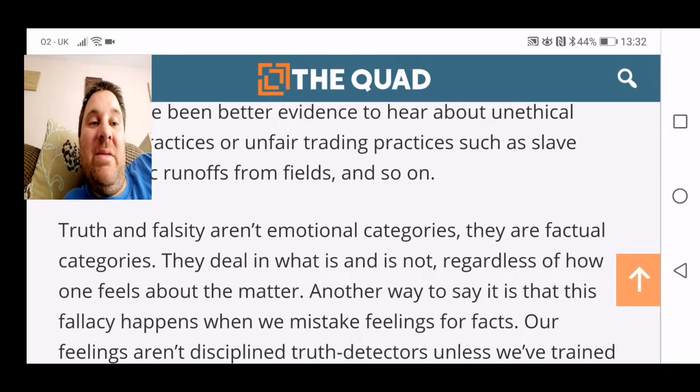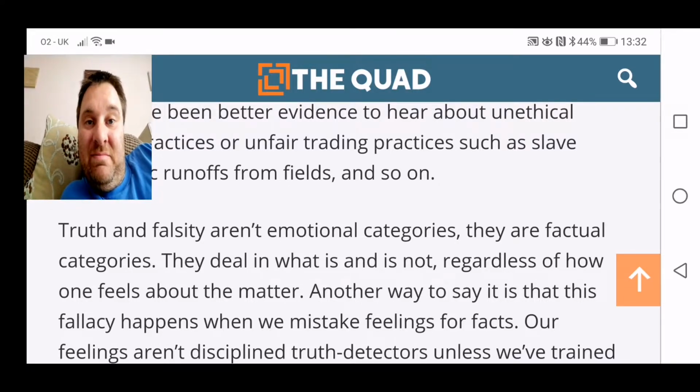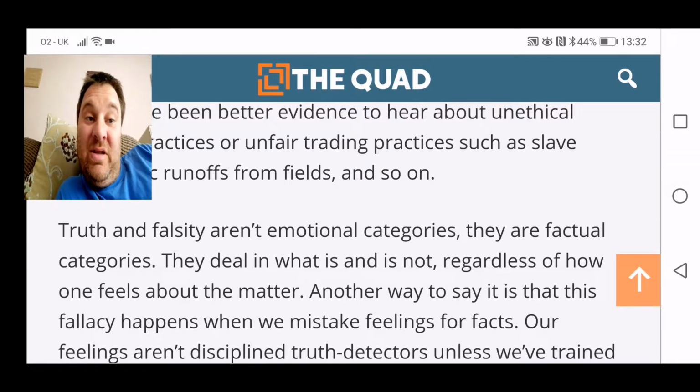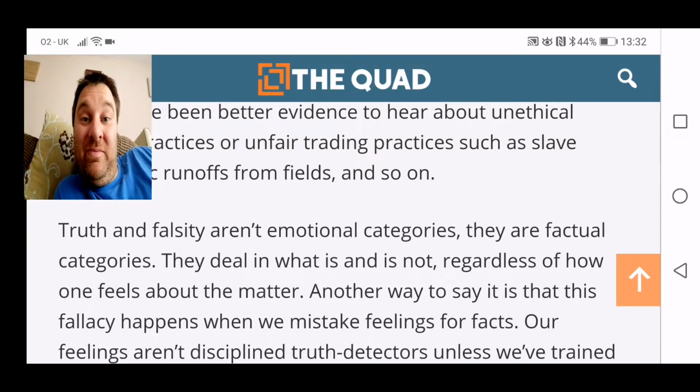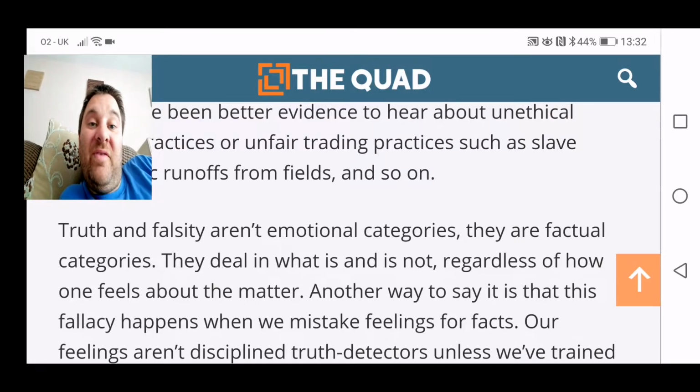Truth and falsity aren't emotional categories. They are factual categories. They deal in what is and is not, regardless of how one feels about the matter. It's like this question about what is the earth, where are we, what shape is the earth. It doesn't matter about your emotions or your beliefs, regardless of how you feel about it or what you believe. Yeah? Another way to say it is that this fallacy happens when we mistake feelings for facts.